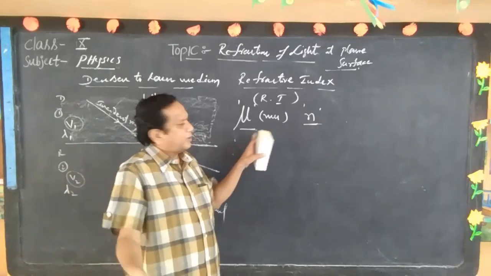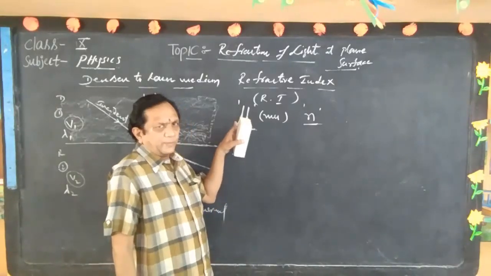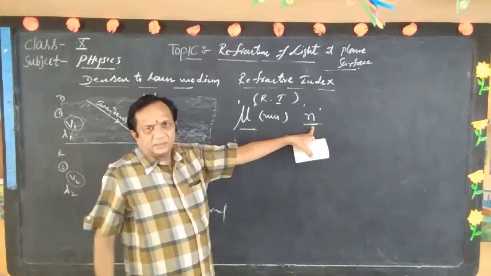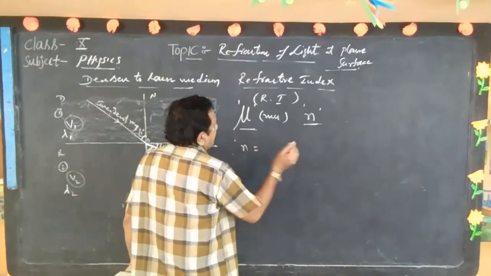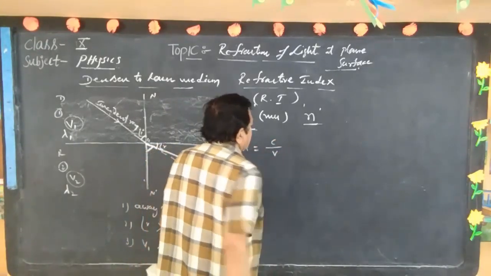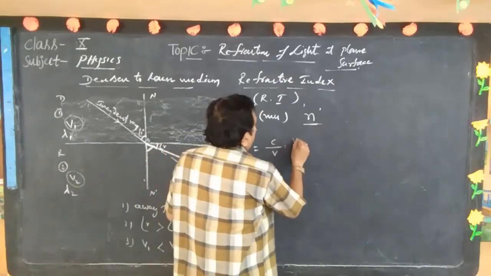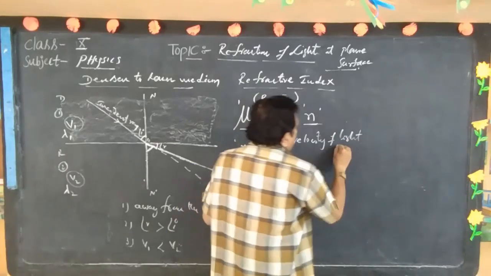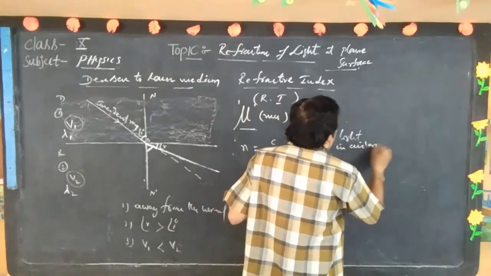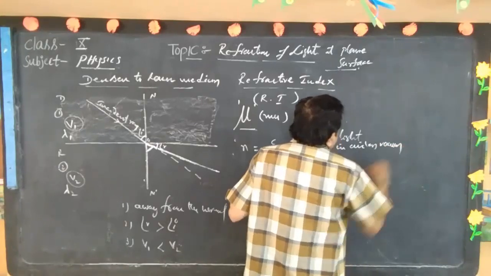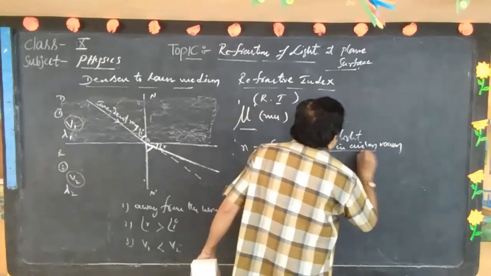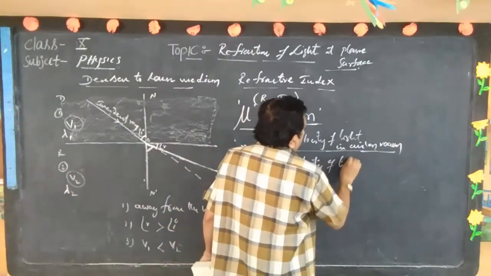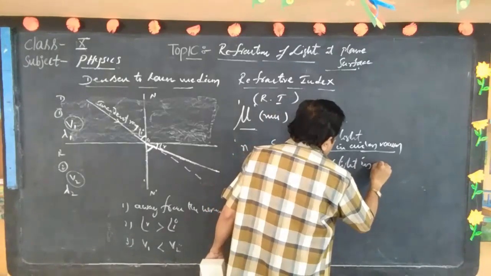In higher classes, this letter is read as mu; the Greek alphabet mu has to be used. But according to your book, it is given as n. So n is equal to c by v, where c is the velocity of light in air or vacuum, and v is the velocity of light in the given medium.